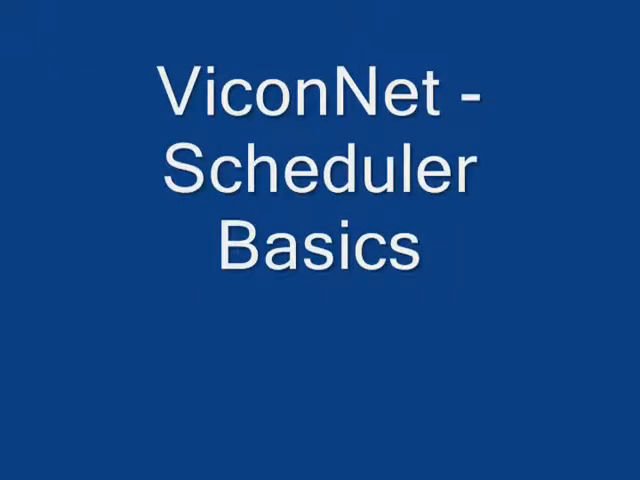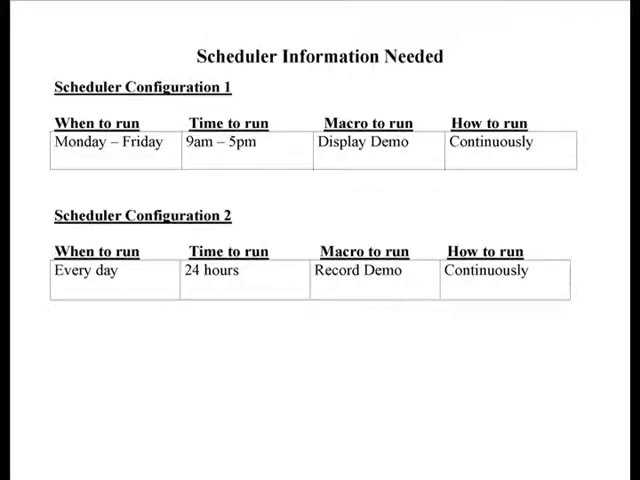ViconNet Scheduler Basics. Configuring the scheduler enables you to have specific macros run at specific times. This enables the system to automatically display cameras, record cameras, turn a relay on or off, and perform other macro commands. To schedule a macro correctly, first create the macro as the commands required through the macro editor, and then decide how and when you want that macro to run.